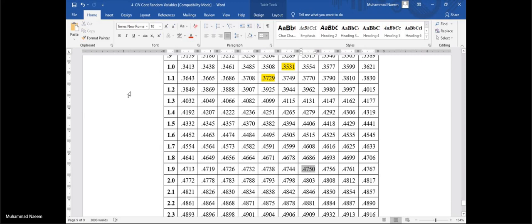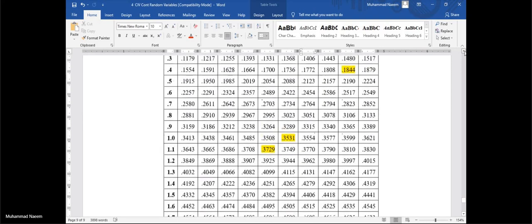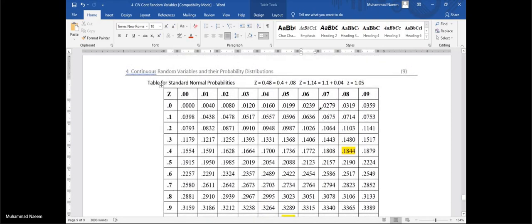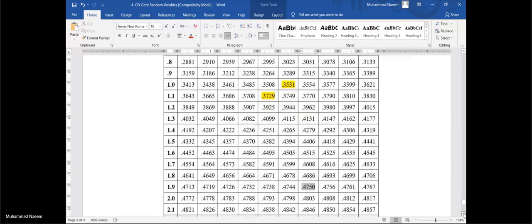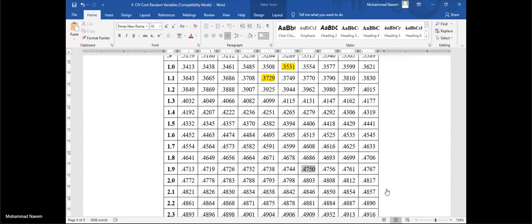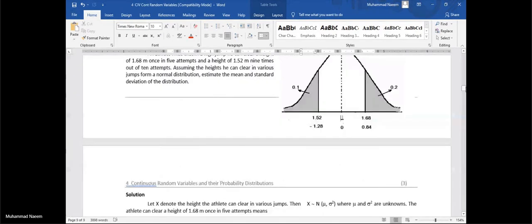Okay. Find the corresponding point. On the left hand side we have 1.9, and above this area we have 0.06. So add them. 1.9 plus 0.06, we get 1.96.